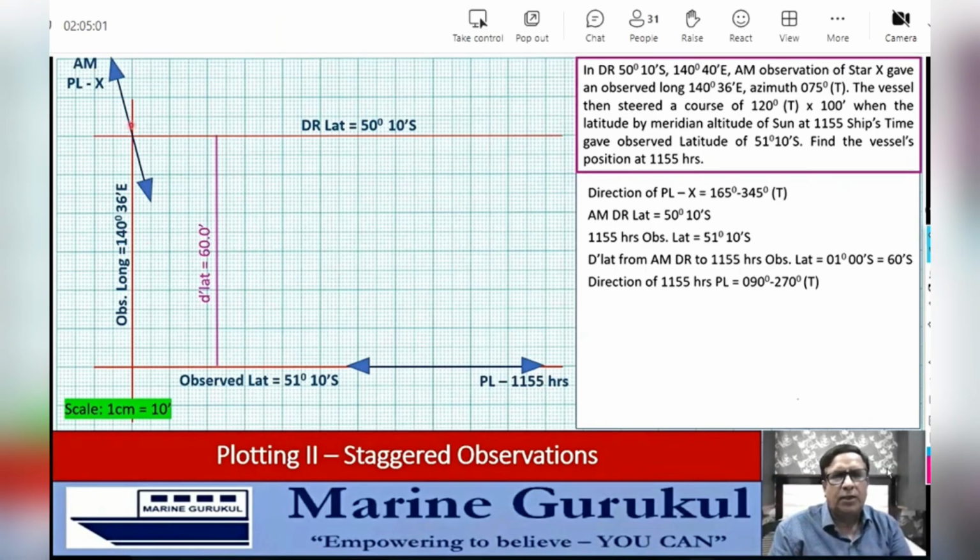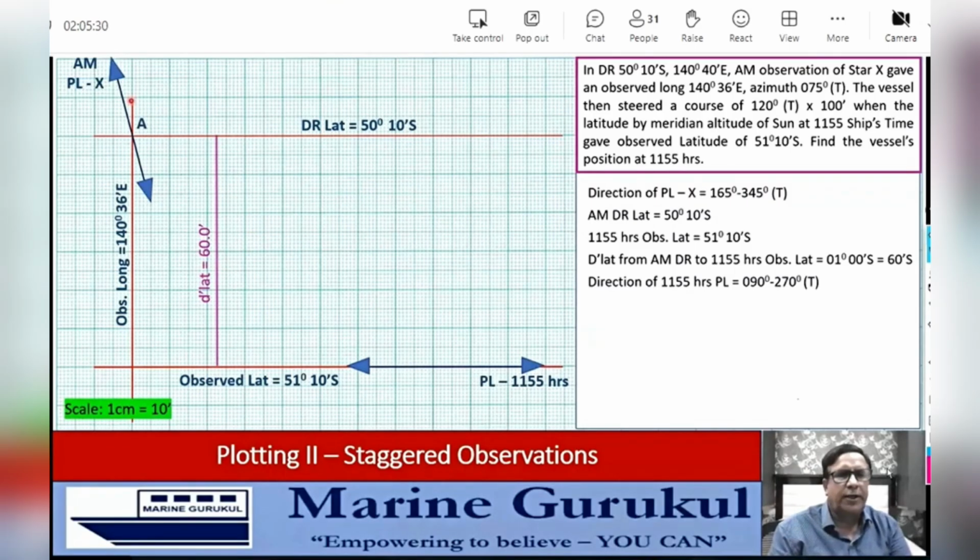Now we have two PLs, one for the morning time, second for 1155. So to be able to deploy running fix or staggered method, as we call it, we have to transfer a point, and we've learned that we transfer any point on the first PL. And how do we transfer? We apply the run, we apply wind, we apply current, whatever is applicable in a given scenario. In this case, it's only the ship's own steaming.